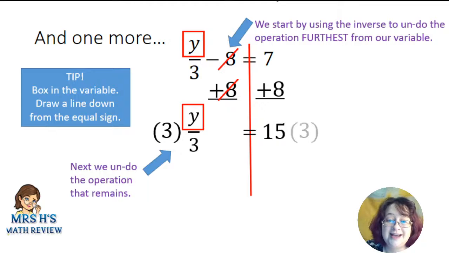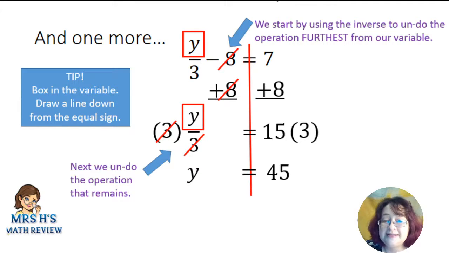What I do on one side, I got to do on the other. Now, thanks to inverse operations, those two 3's cancel out. And then I have 15 times 3 on the other side, which is 45. And I still have a y equals. Y is by itself. That means I'm done. And I've got my answer, y equals 45.